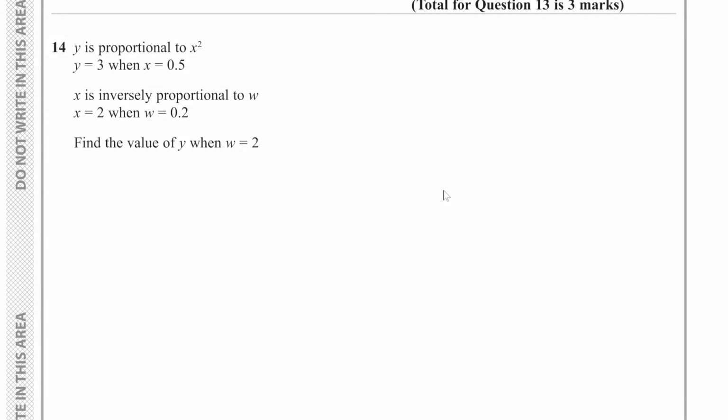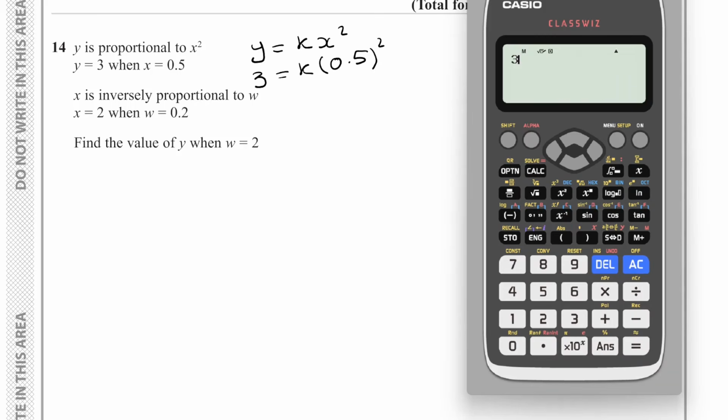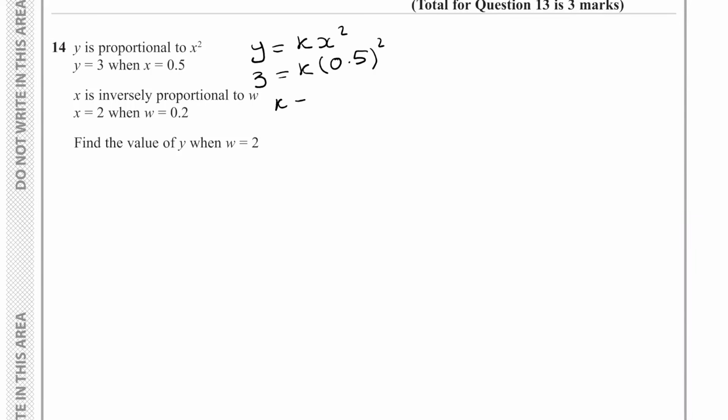Question 14. Y is proportional to x squared, so that means y equals k times x squared. Y is 3 when x is 0.5, so we can find this k, the unknown. 3 equals k times 0.5 squared. K will be 3 divided by 0.5 squared, so 12. K is 12. So that means y is 12 x squared.